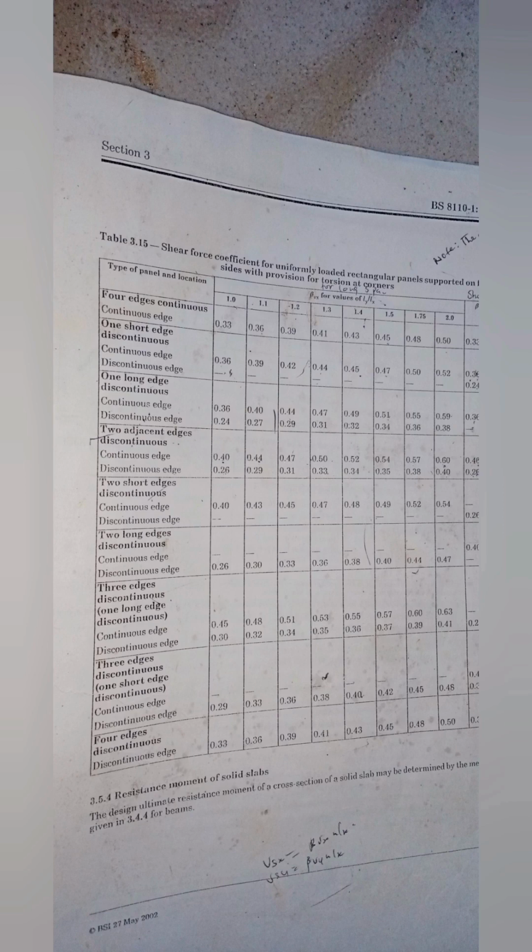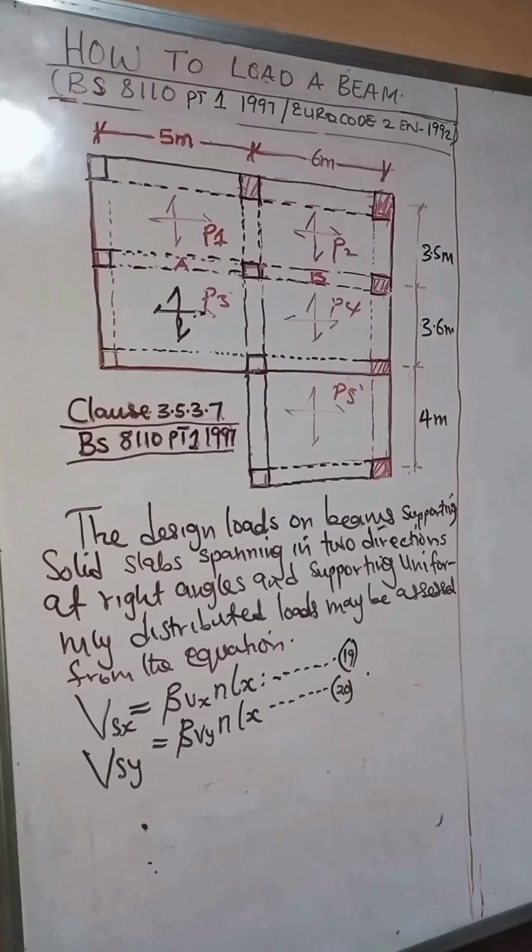All right, so we'll look at it. The equations are Vx equal to beta vx n lx, and Vy is also beta vy n lx, where we have beta vx as the shear force coefficient in the short direction, and we have beta vy as the shear force coefficient in the long direction.